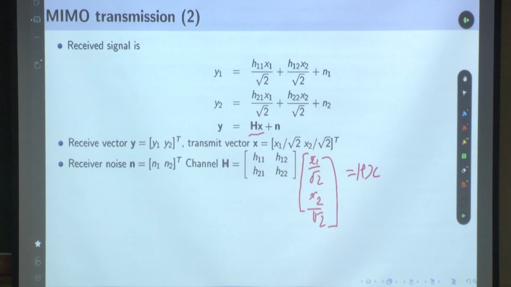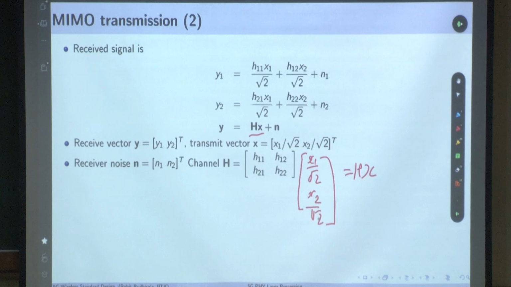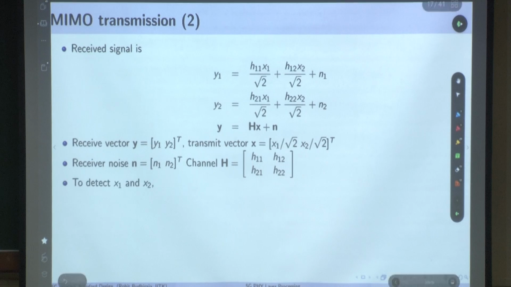What is this? What will y1 be? It will be h11 into x1 by root 2 plus h12 into x2 by root 2 plus noise n1, right? Okay, correct? This is the reason we define this channel in this particular notation. So that's the idea. If you have seen it earlier, it's very easy to understand. But for the students who are looking at it for the first time, this is the notation for any generic channel H.